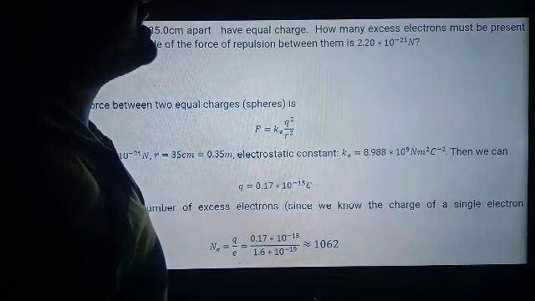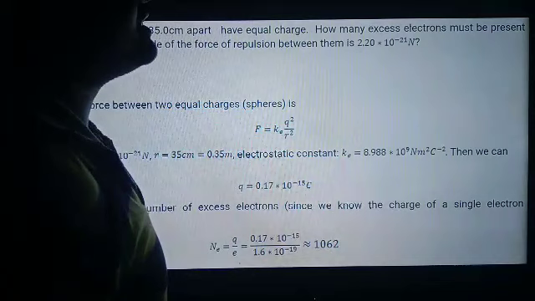Today we will discuss the numericals of Coulomb's law and quantization law. Let's see the first numerical. Two small spheres spaced 35.0 centimeter apart. This is the distance r. Convert into meter, that is 0.35 meter.